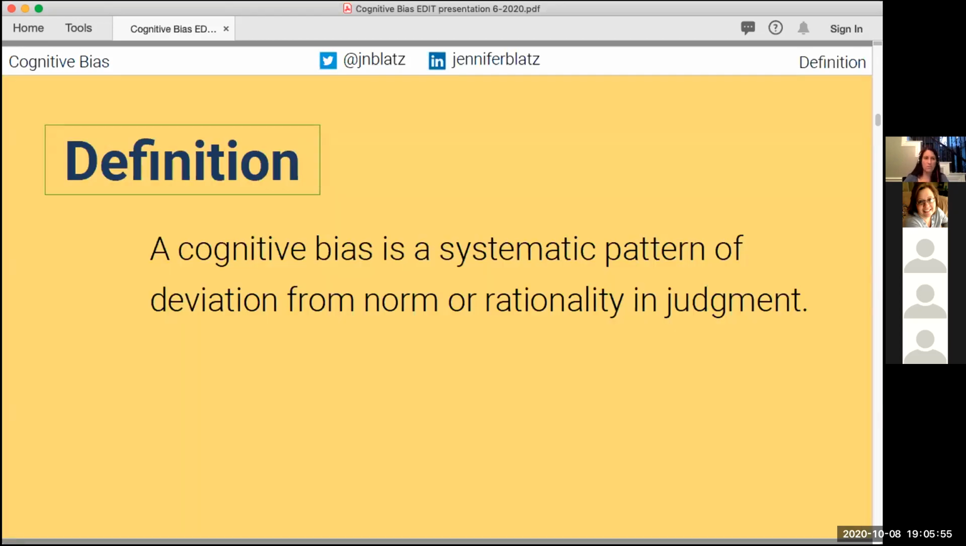So let's start with the basics. What is a cognitive bias? Well, according to Wikipedia, a cognitive bias is a systematic pattern of deviation from norm or rationality in judgment. What? Like I said before, it's a way that our brain plays tricks on us by jumping to conclusions about the world around us. It's mental shortcuts. We can't help it. The brain does this without us knowing.